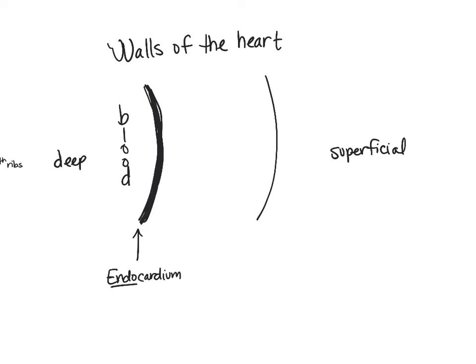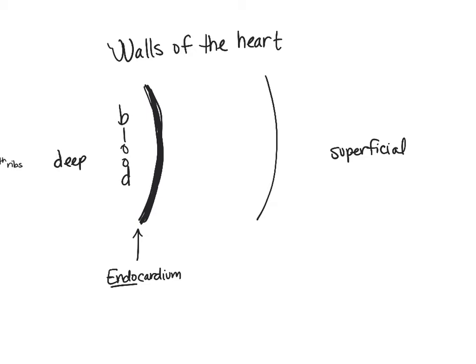Endo meaning inside, so it's the most inside or the deepest layer, the endocardium. It's a very, very thin layer of tissue, and it's very, very smooth. So it's a thin layer of our simple squamous tissue, and it's very smooth to allow the blood to flow seamlessly across it, nice and slippery surface.